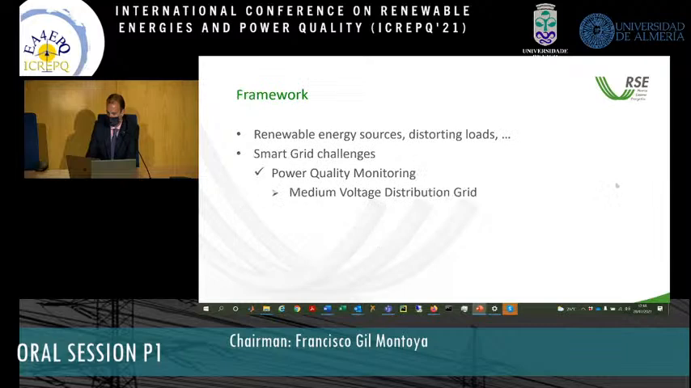So it is well known that nowadays renewable energy sources and distorting loads drive the attention to power quality. And in the new smart grid scenario, the importance of power quality monitoring will be increasing in the next years, especially in medium voltage distribution grids. If we think of power quality, we have to refer to standard EN 50160. And today I focus my attention on the voltage dips.